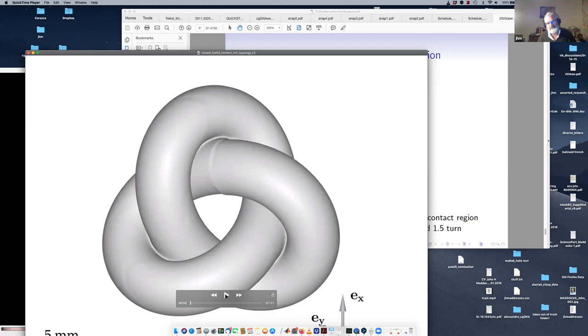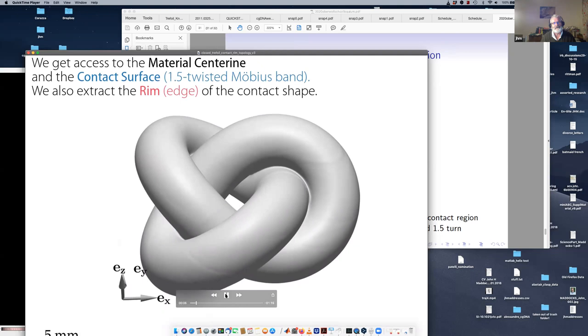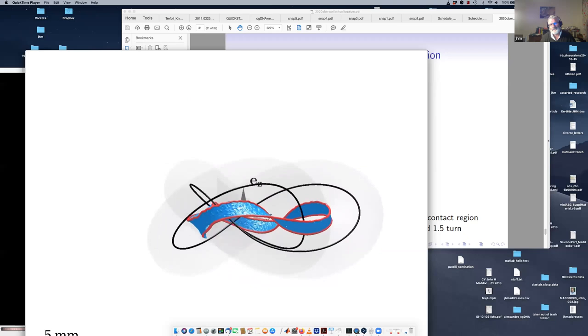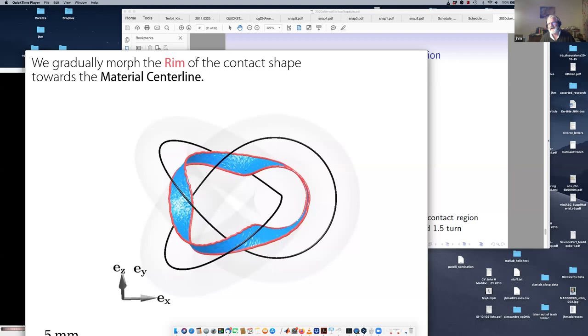So now you play the movie. So here's the micro CT reconstruction of the elastic closed trefoil knot, right? So you get the material center line, it's denser, you get the contact surface. That's now the blue contact surface. And then what they do is they put the edge and they're now going to do a homotopy from the edge of that contact surface out to the center line of the knot. Well, they don't like the word homotopy. They say morph. I guess it's Terminator 3 homotopied to another Terminator, right?